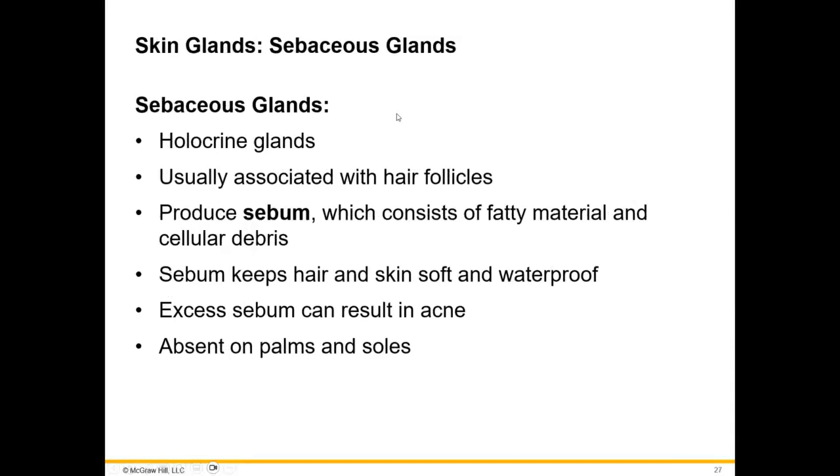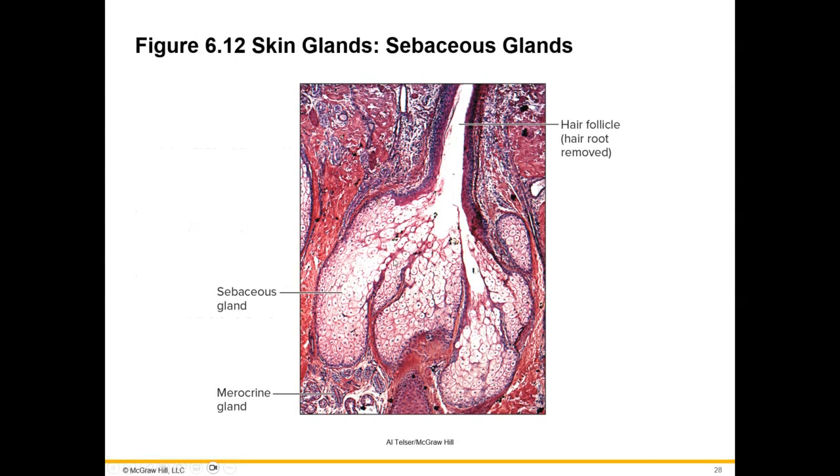All right, let's talk about some of the glands. The sebaceous glands are a type of holocrine gland, which we've talked about before. They're usually associated with the hair follicles, and they produce sebum. This is a fatty material and cellular debris. It's important because it keeps the hair and skin soft and waterproof. Excess sebum can result in acne and tends to be absent on palms and soles. So no sebaceous glands, usually, on palms and soles. And this shows you what a sebaceous gland looks like in a slide. Again, notice it is connected to the hair follicle.